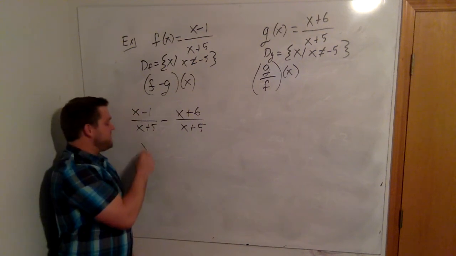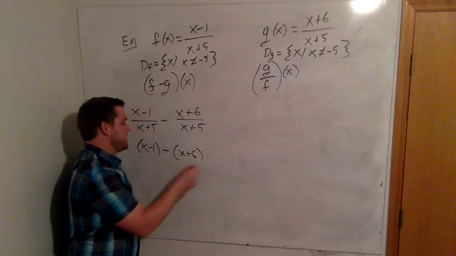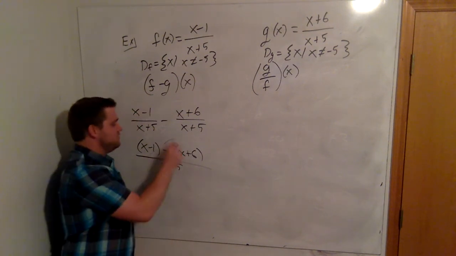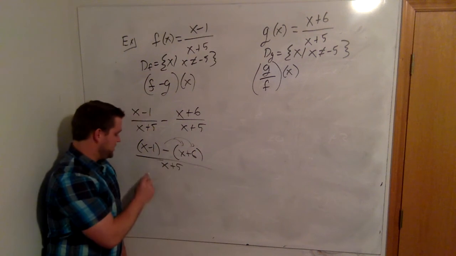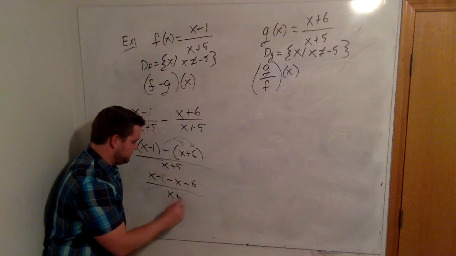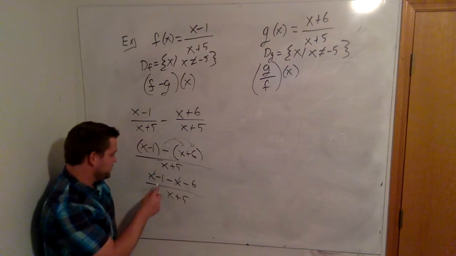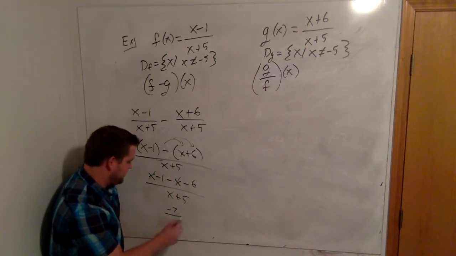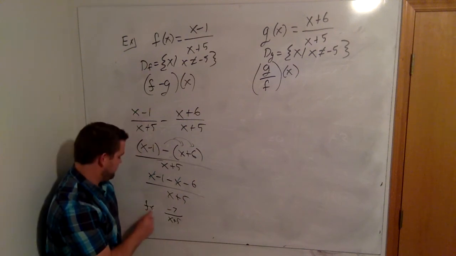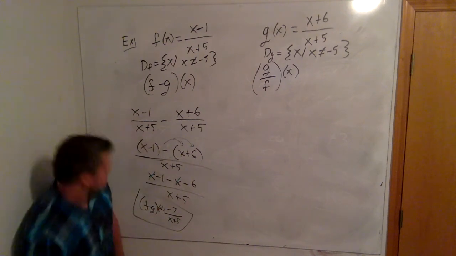Okay, so what I'd have here is x minus 1. Now don't forget your parentheses. I do have to do a minus (x plus 6) when I'm subtracting the numerators, all over our common denominator of x plus 5. So we can distribute in this minus sign. What are we going to get? We're going to get x minus 1 minus x minus 6 all over x plus 5. So, awesome, the x's cancel. I'll be left with -1 minus 6. I'm going to get -7 all over x plus 5. So this is going to be f minus g of x.